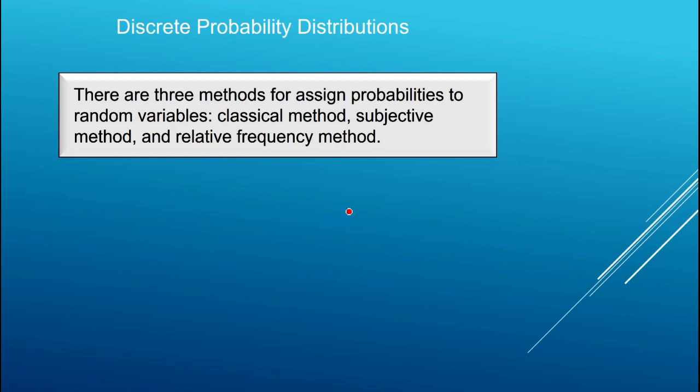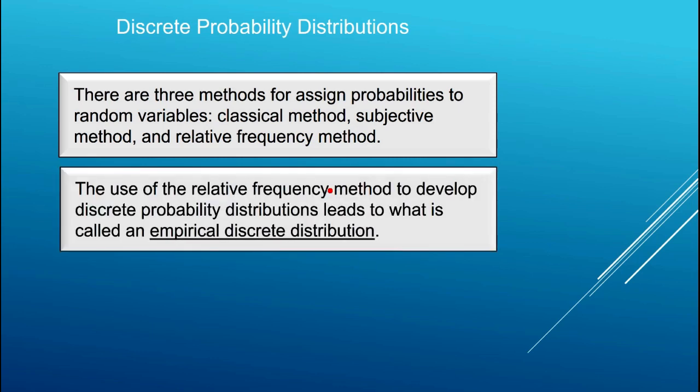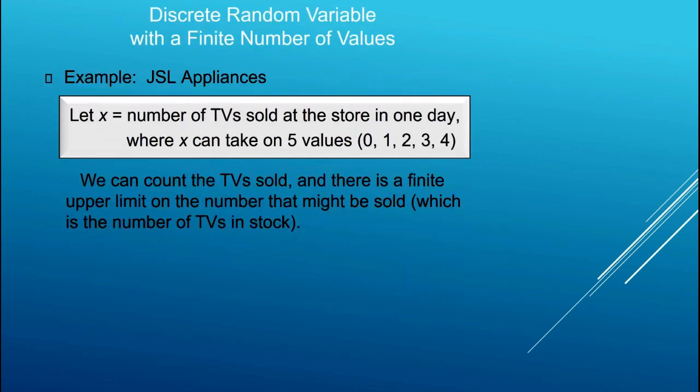There are 3 methods for assigning probabilities to random variables, as we've already mentioned: the classical method, the subjective method, and the relative frequency method. The use of the relative frequency method to develop discrete probability distributions is what your book calls, again, the empirical discrete distribution. Here's an example.